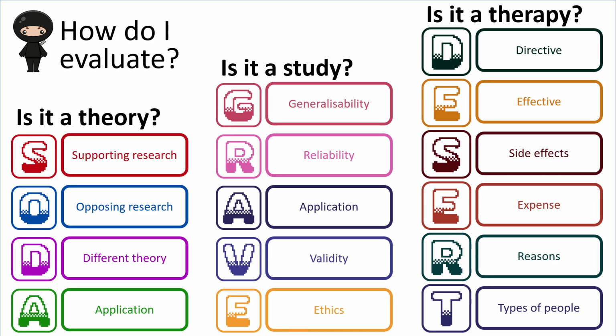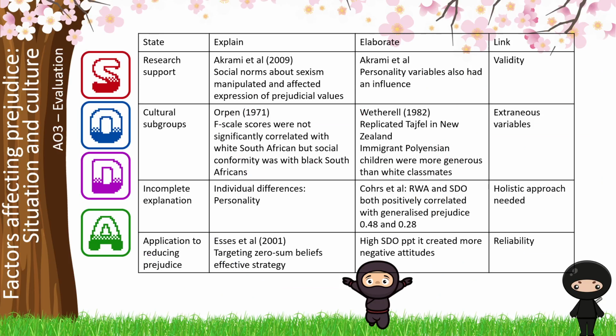Well, when it comes to this, we're going to evaluate using SODA as we would do a theory. Here we've got our supporting argument, our opposing argument, a different theory, and we want to be really clear about why this is better, and our application. So when we're coming to our research and when we're explaining each of these paragraphs, we want to have some arguments and counter-arguments, some extension beyond this, in order to develop those logical chains of reasoning.